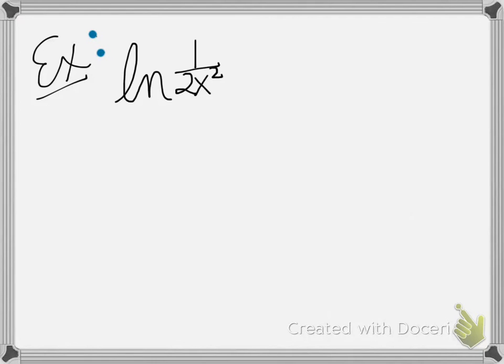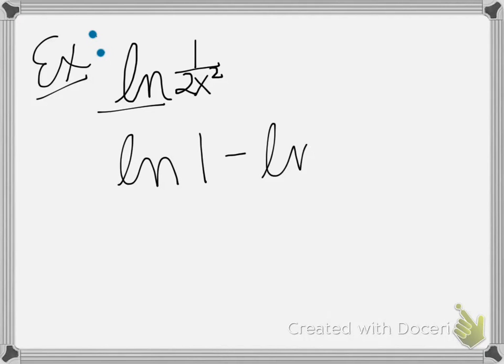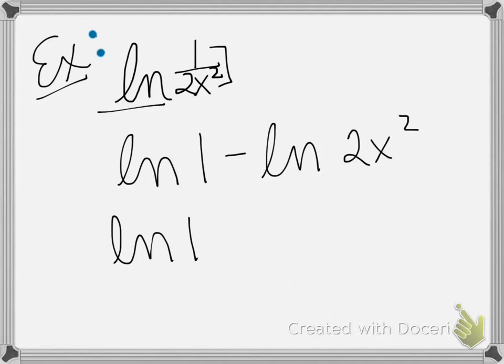All right, let's try one more. This looks different. That's not log. Actually, it is log. It's called a natural logarithm. When you see ln together, it means natural log, but it is still a form of a logarithm. So we're going to have ln, and I'm going to take ln 1 minus ln 2x squared, because these are divided, so that becomes subtraction.